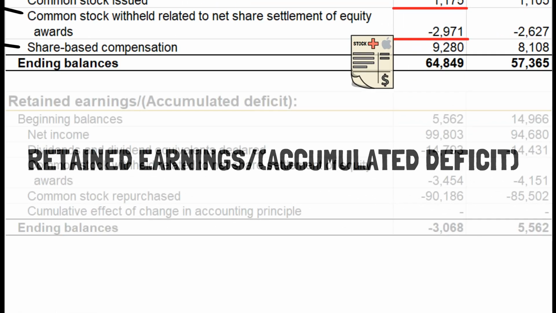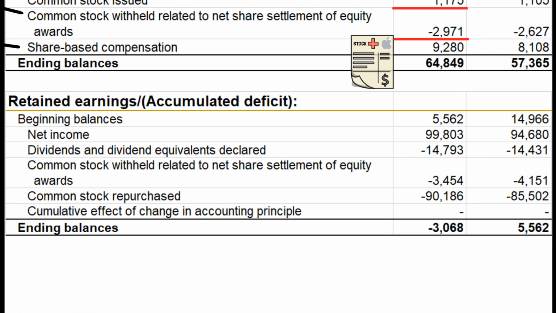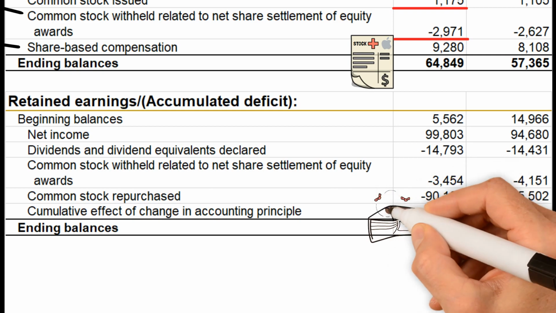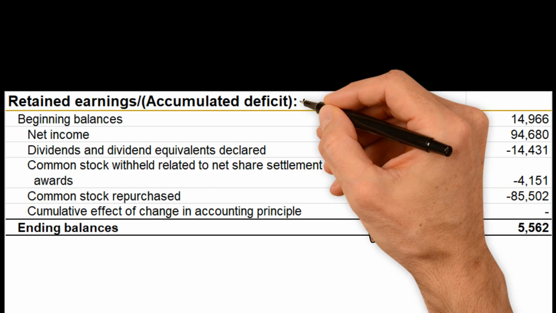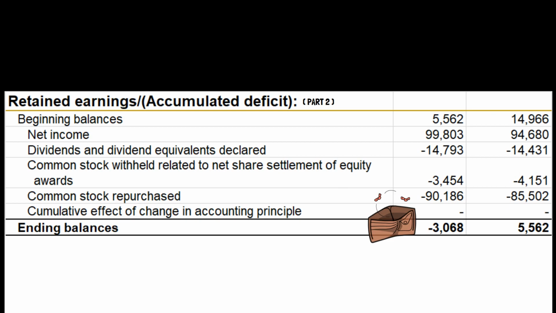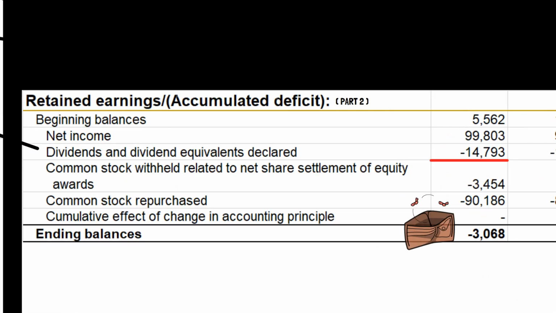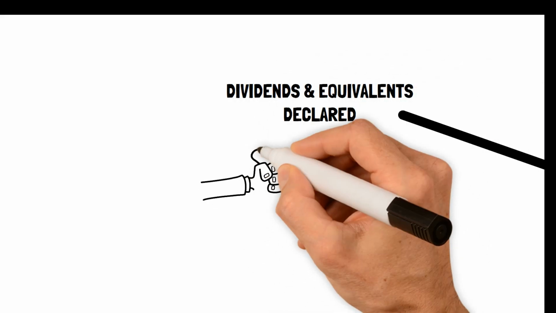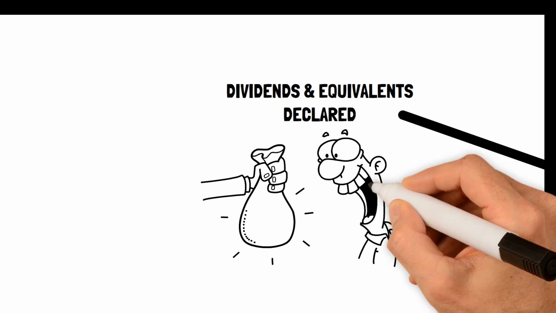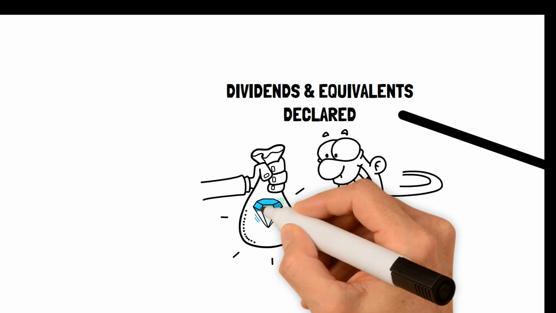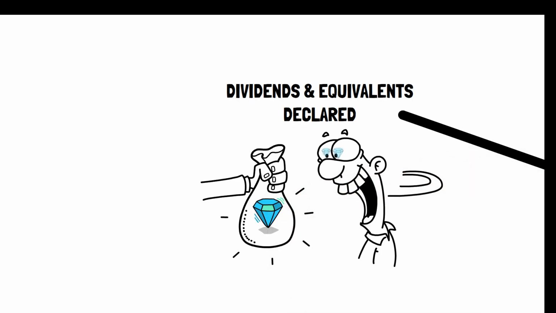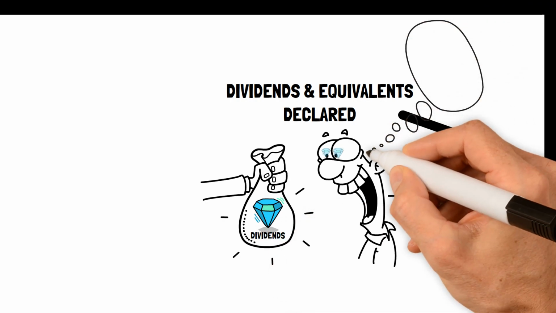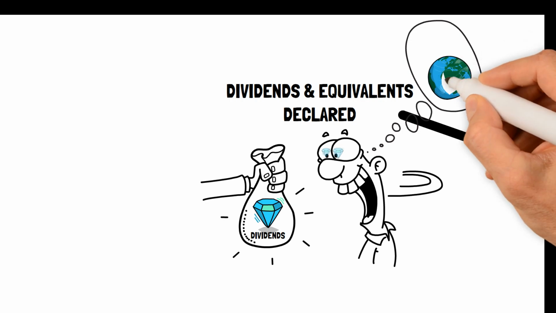The next part, retained earnings or accumulated deficit, contains the beginning balance from the ending balance of 2021, net income and dividend equivalents declared to begin with. Dividends and dividend equivalents declared represents the distributions of a company's earnings to its shareholders and the corresponding payments made to holders of certain types of financial instruments that are tied to the company's stock.